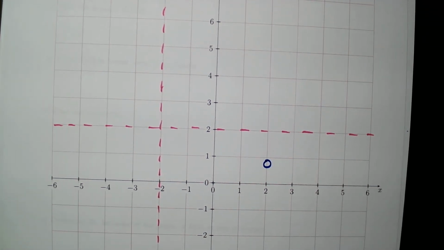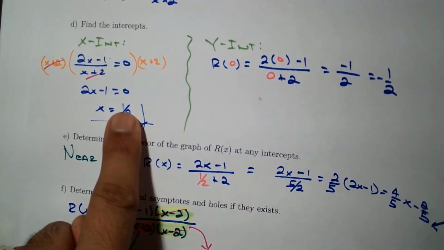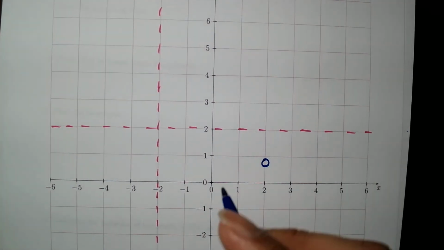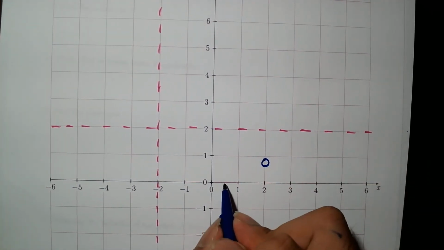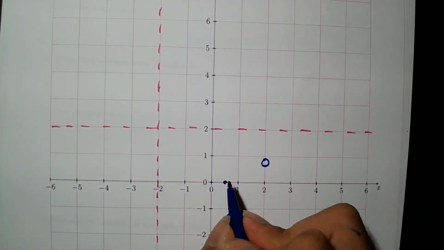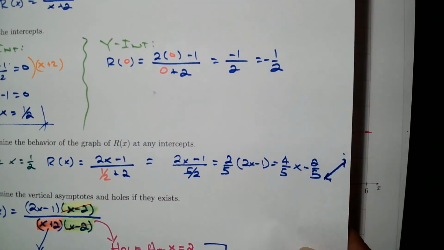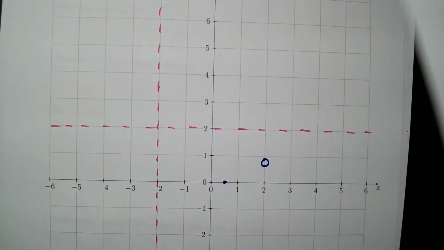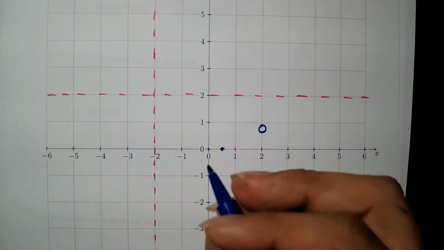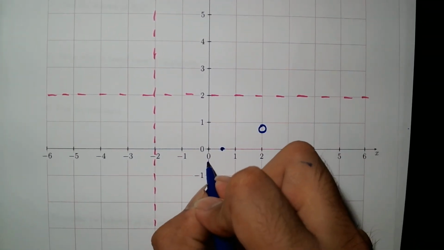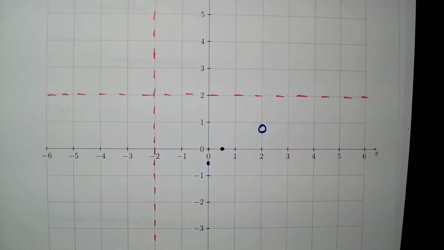And what else do we have? Do we have any intercepts? Yes, we have x-intercepts. Our x-intercept is 1/2. So the graph is going to intercept at 1/2. Do we have any y-intercepts? Yes, we have a y-intercept, which is right there, -1/2. And then what else?